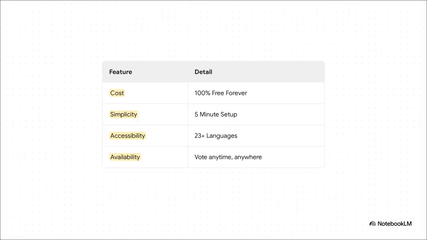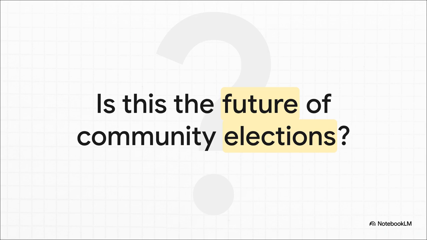So yeah, when you look at it, it's that combination of 4 things that really makes it powerful. It's free, it's simple, it works in tons of languages, and you can vote from anywhere. That whole package just wipes out pretty much every single obstacle that gets in the way of a community election. And that really leaves us with one big question to think about. As our communities get more and more connected online and more diverse, could tools like this, simple, free, and inclusive, actually become the new normal for how we make decisions together?